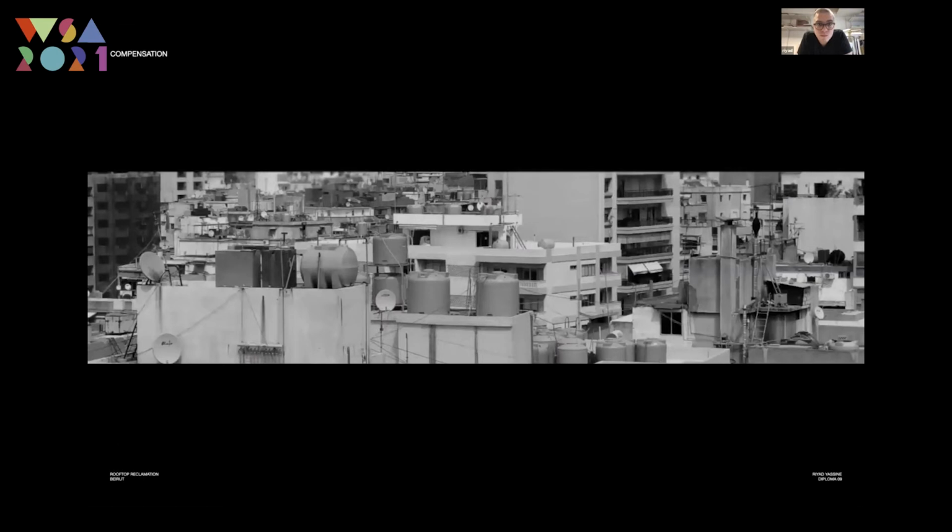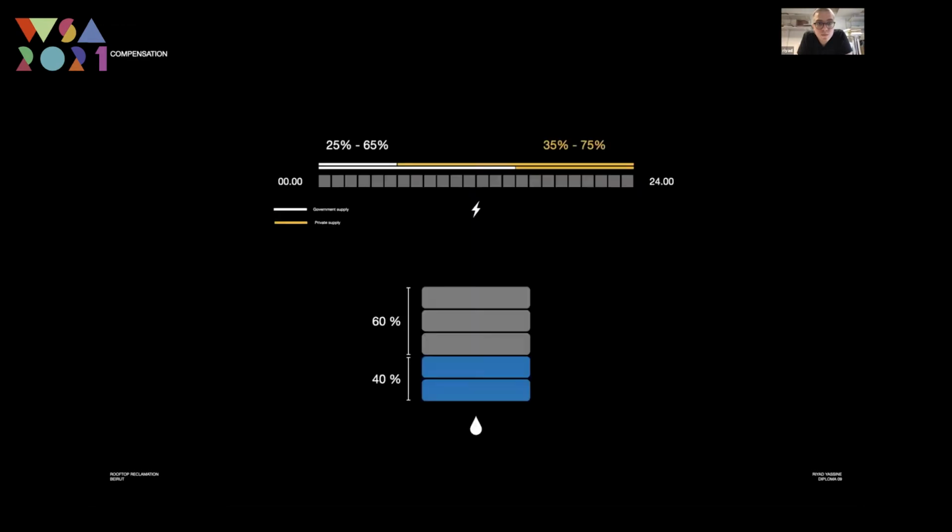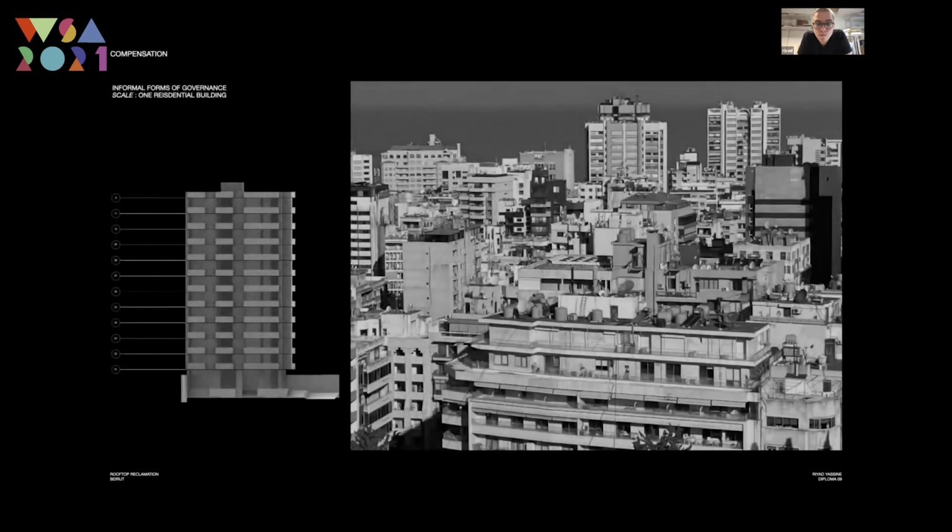It is a city that has been in crisis for many years, and today, once again, it is in severe crisis. As the public institutions fail to supply enough power and water, the people of Beirut find themselves forced to make use of fuel-powered generators and water tanks. The failed state has resulted in self-initiated forms of governance. With the necessity to compensate for the absence of the state in providing vital needs and services, the people have created informal forms of governance at the scale of the residential building to collectively self-govern.